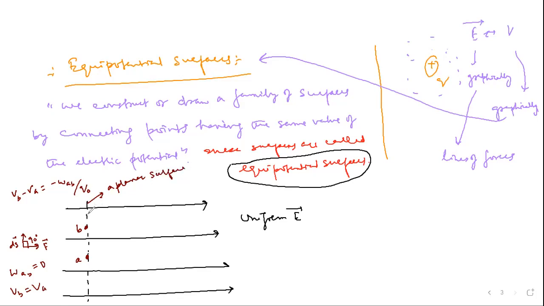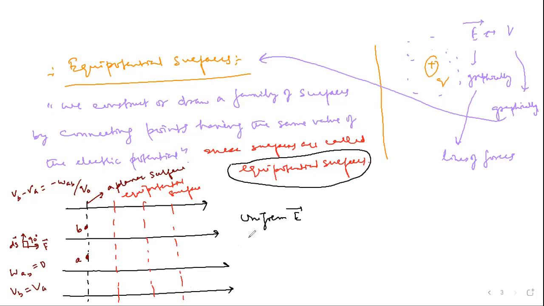On all points of the surface, potential is same. So it is an equipotential surface. Similarly, if you draw another line or surface like this, it is also an equipotential surface. This is also an equipotential surface. This is also an equipotential surface.